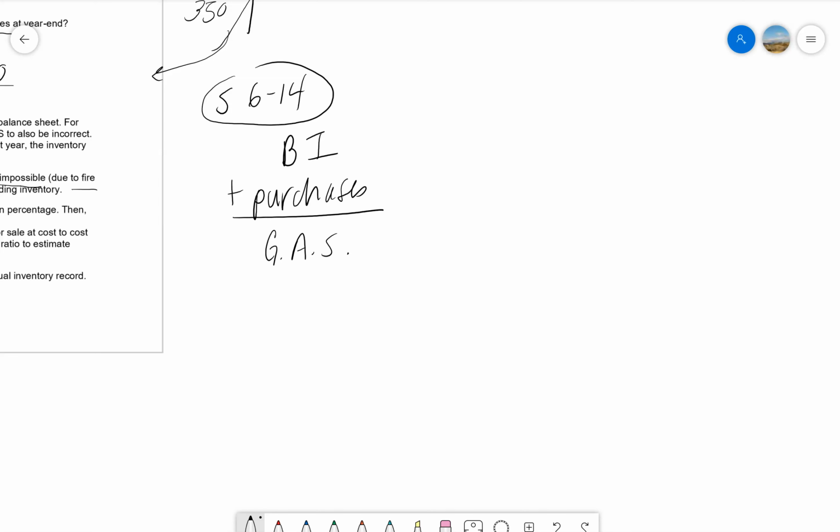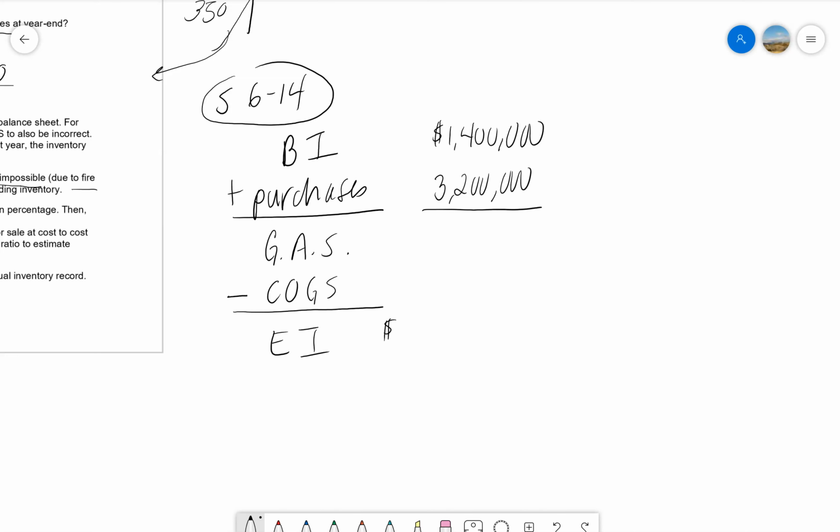So if we knew our cost of goods sold, then we could figure out our ending inventory, and this would be our estimate. This is the gross margin method. So let's fill in what we know. We know that beginning inventory was $1,400,000. Our purchases totaled $3,200,000. So our goods available for sale are $4,600,000. Now we don't know our cost of goods sold, and what we're trying to figure out is our estimated ending inventory.